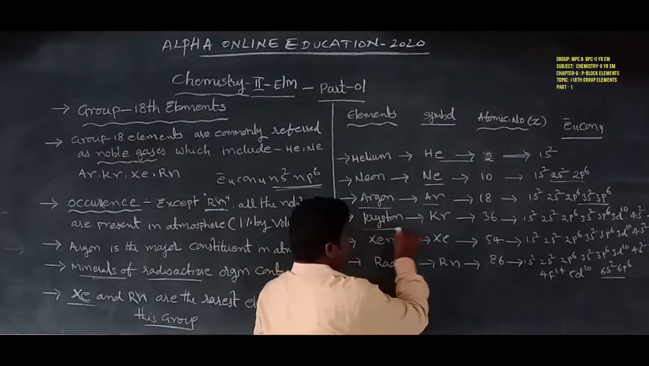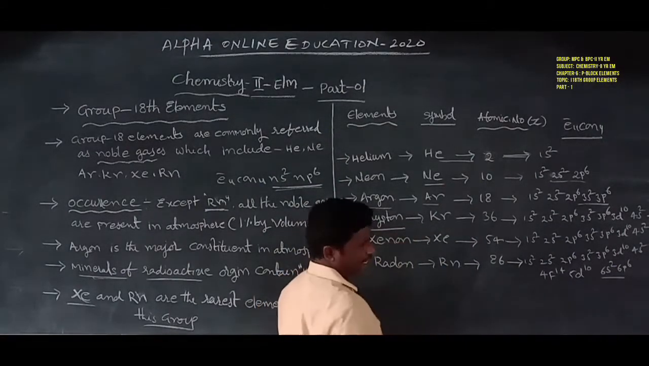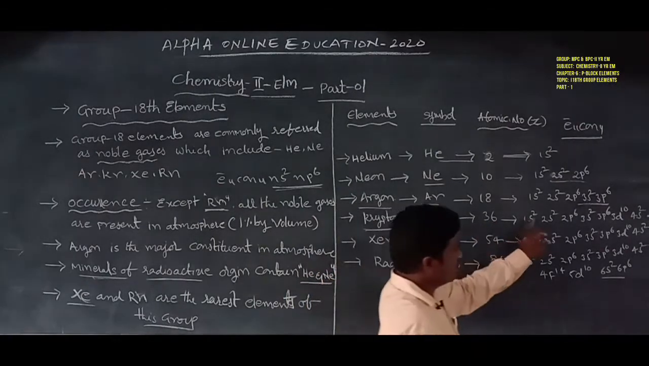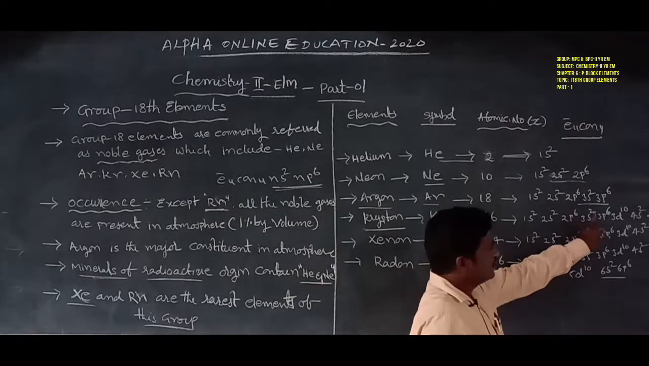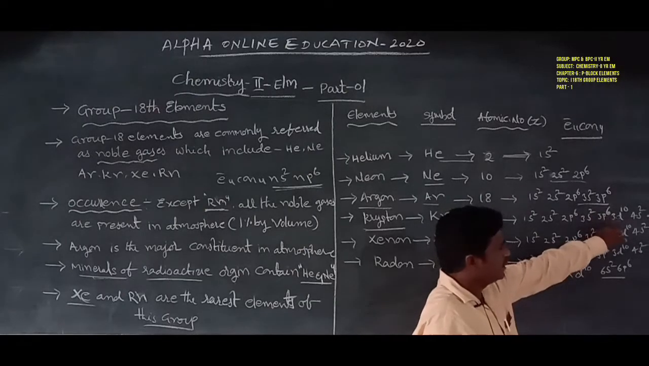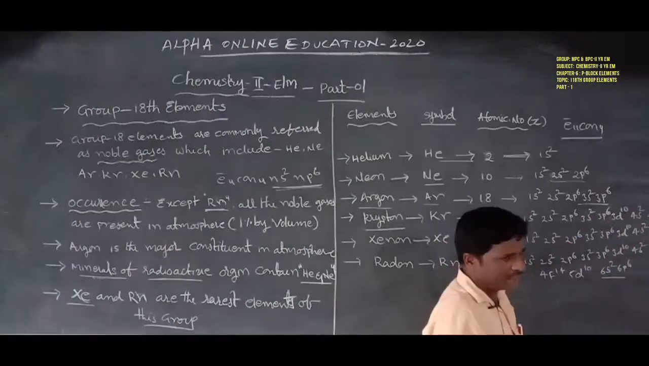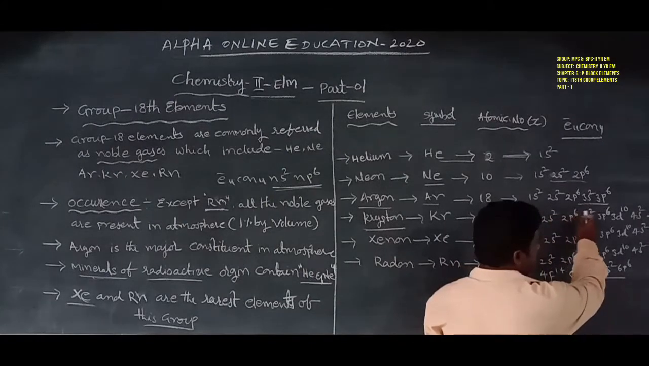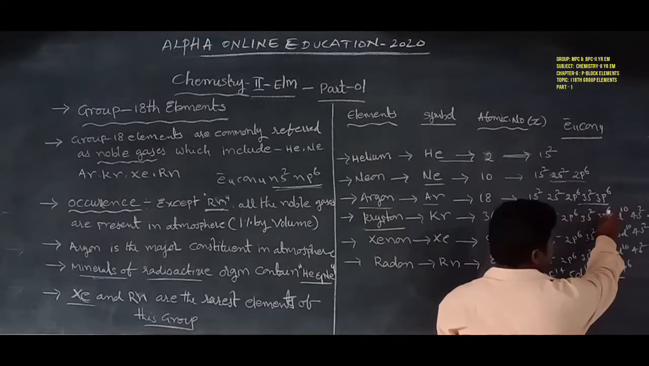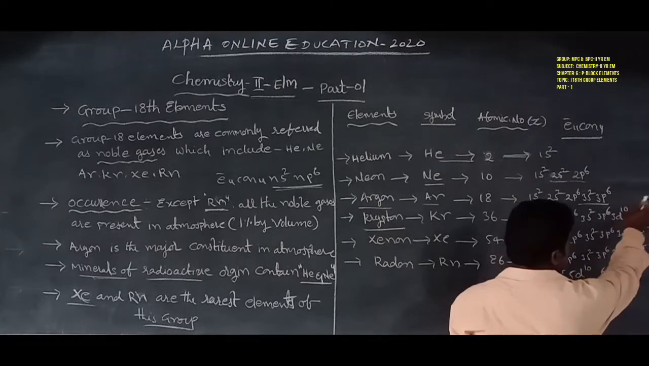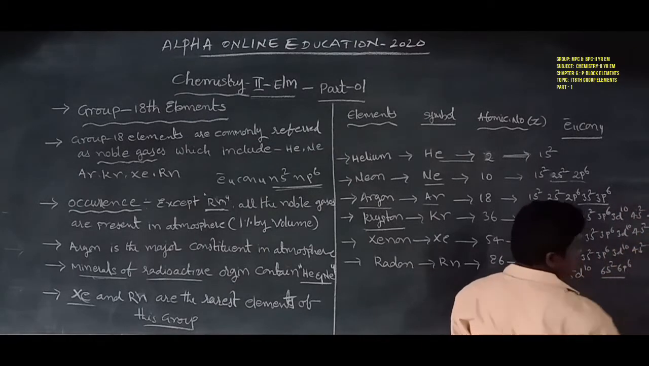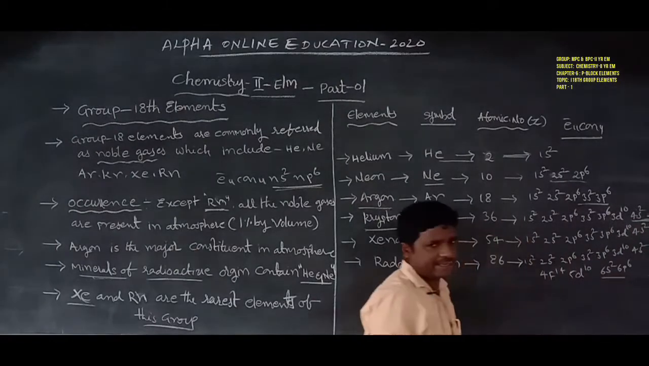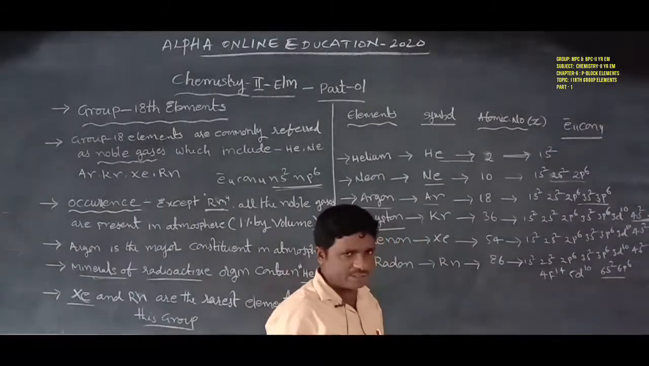Next, krypton. The krypton symbol is Kr, atomic number 36. The electron configuration is 1s2, 2s2, 2p6, 3s2, 3p6, 3d10, 4s2, 4p6. Here, 2 plus 2 is 4, 4 plus 6 is 10, plus 2 is 12, plus 6 is 18, plus 10 is 28, plus 2 is 30, plus 6 is 36. The outermost shell consists of only 8 electrons, 4s2, 4p6.